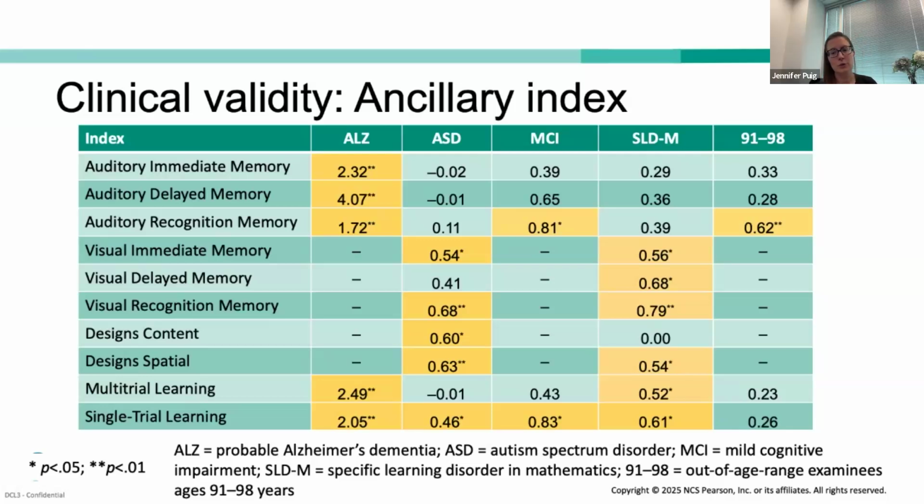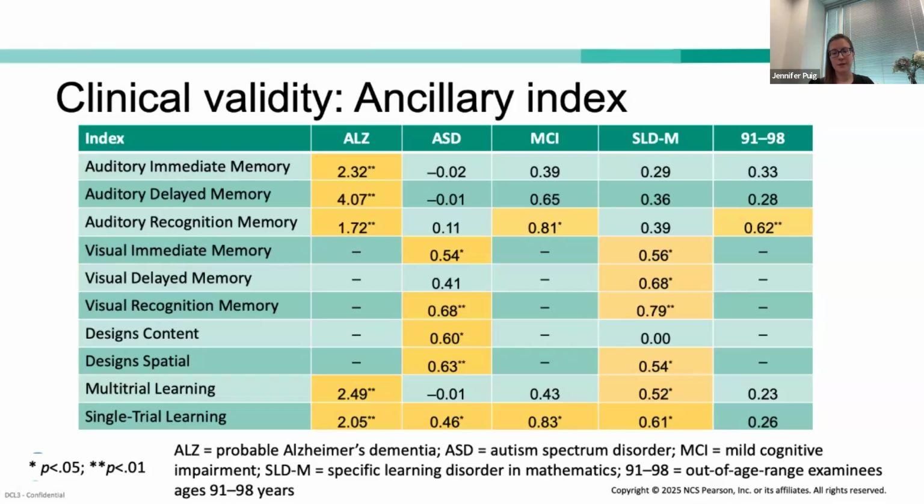Now let's take a closer look at the younger adult sample. So despite a lack of significant differences at the primary index level between the ASD group and matched controls for visual memory, at the ancillary index level, there are differences in visual immediate memory, visual recognition memory, and designs content and spatial. Additionally, the ASD group demonstrated lower single trial learning than matched controls, and this also contrasts with a non-significant finding for the multi-trial learning index.